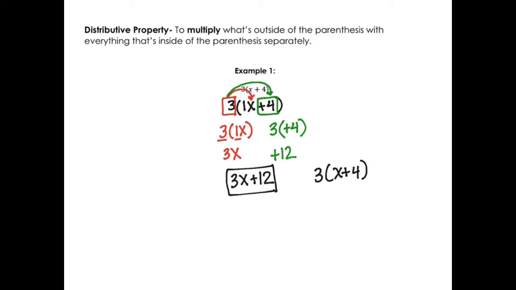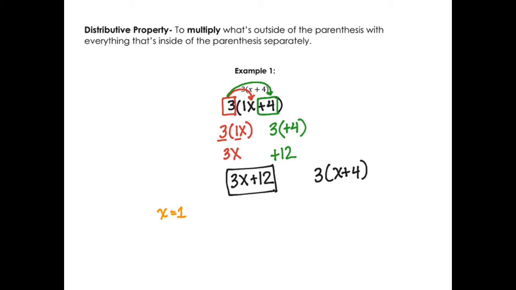But how can I check whether these two things are actually equivalent, or whether my answer is actually correct? Well, in order to check, I can actually pick any number that I want for x, and I can plug it into both expressions and see that I get the exact same thing. So I'm going to pick any random number. I'm going to say x is equal to 1. And again, I'm just picking any number, it doesn't matter which one.